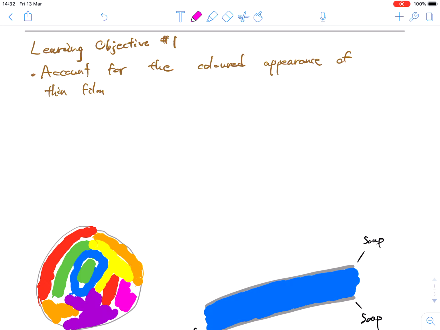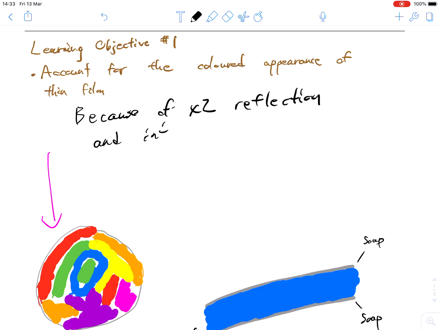Our first learning objective is to account for the colored appearance of thin film. In other words, why does thin film have this rainbow color that we can see down here? The reason, in really short terms, is double reflection, or interference in general. It's actually the double reflection that causes interference.